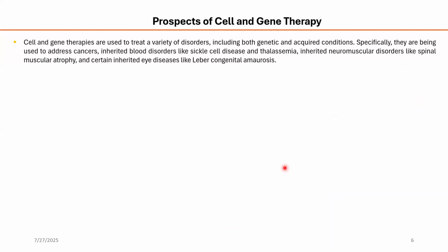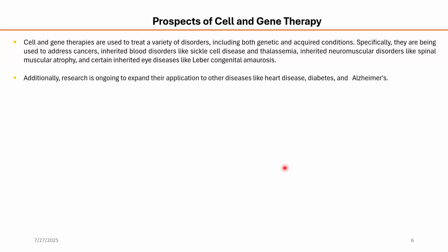So what is the prospect of cell and gene therapy? Cell and gene therapies are used to treat a variety of disorders, including both genetic and acquired conditions. Specifically, they are being used to address cancers, inherited blood disorders like sickle cell disease and thalassemia, neuromuscular disorders like spinal muscular atrophy, and certain inherited eye diseases like Leber congenital amaurosis. Additionally, there is also ongoing research on other diseases like heart disease, diabetes, and Alzheimer's. And also recently there is a lot of research going on on how to treat solid tumors.